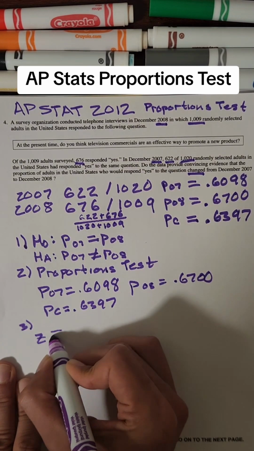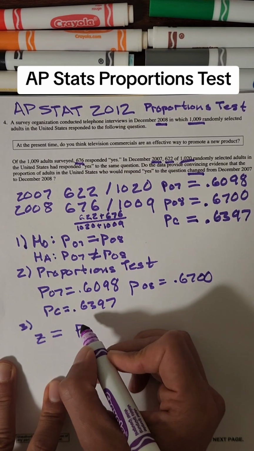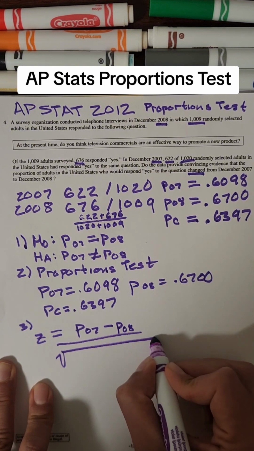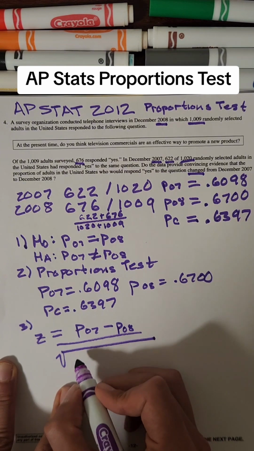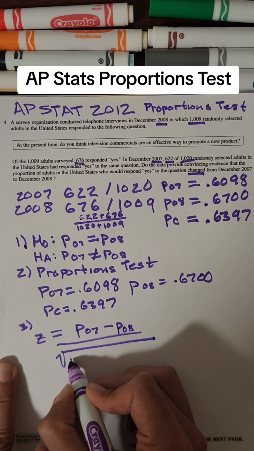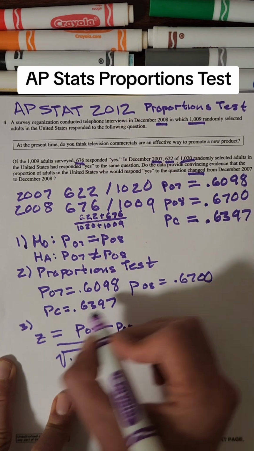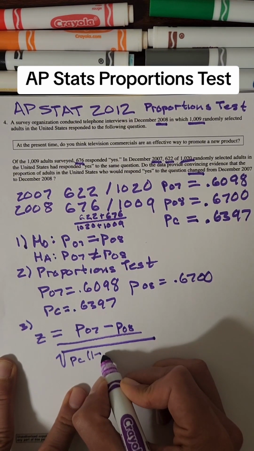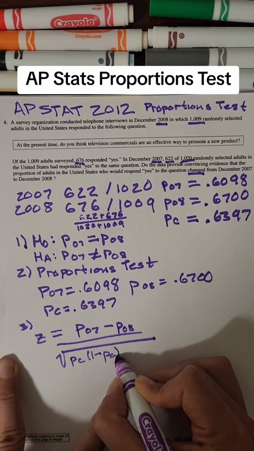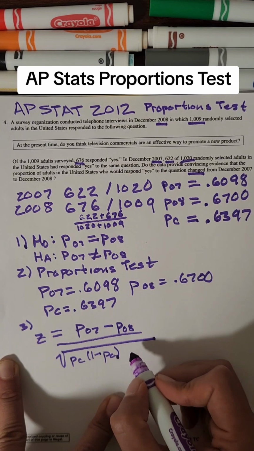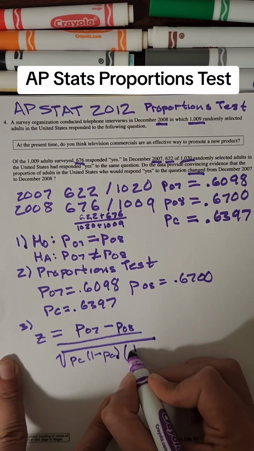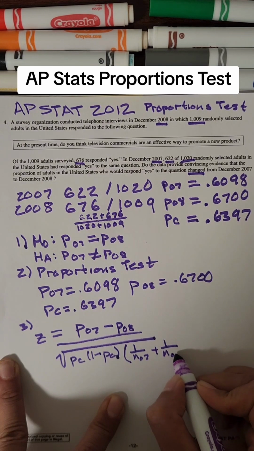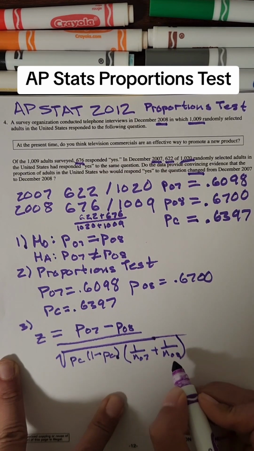So it's going to be Z, and you should have a formula sheet in the AP manual. So it's going to be the difference in the proportions divided by, in terms of standard deviation, P times 1 minus P, but you're going to be using the P of the combined. So it's going to be P of the combined times 1 minus P of the combined. This is also like pooled standard error, if you're more familiar with that term. And then you're going to divide by the number of observations, so the pooled number of observations is the 07 number of people plus the 08 number of people.